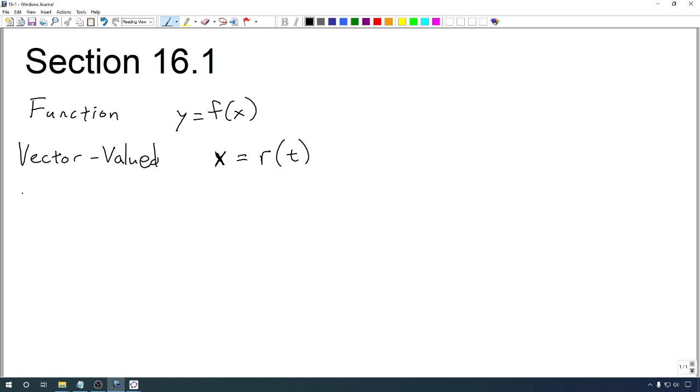Then we have our multivariable functions, or functions of 2 or 3 variables. Something like f of x y or f of x y z, where we put in two different numbers, x and y, and we get another number out, a single number out.